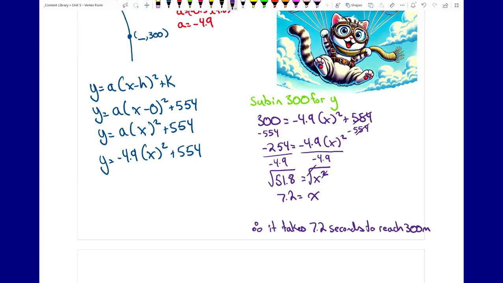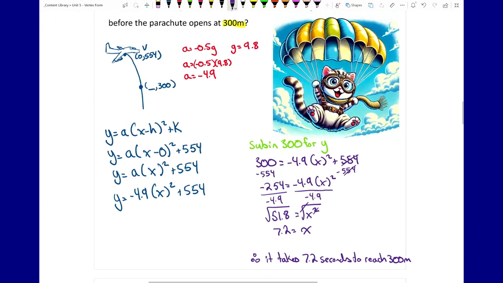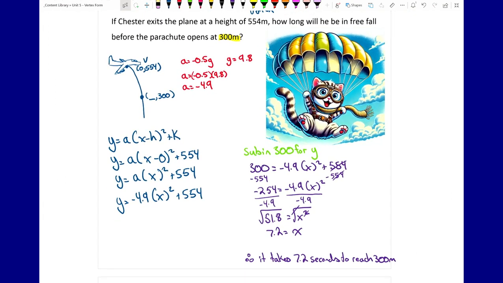300 meters. So a little bit of a combination, right? We're coming up with our vertex form equation, and then we're plugging in a value for y and solving for x. So this is a little bit different. We haven't really done this where we've had to solve the quadratic equation for a specific value. So this is a little bit of a new step, but we're still taking into account those solving equation concepts that we've used in previous lessons and units.